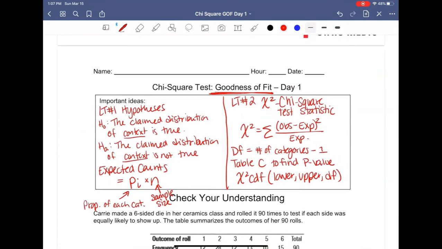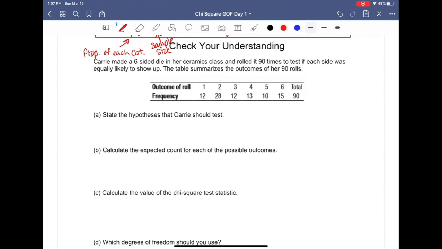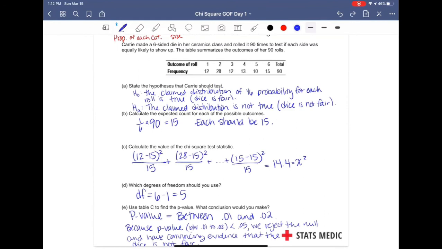All right, so let's try a practice problem. Pause the video and then try this problem on your own. When you're done, go ahead and push play and we'll go over the answers. All right, so let's go over the answers.